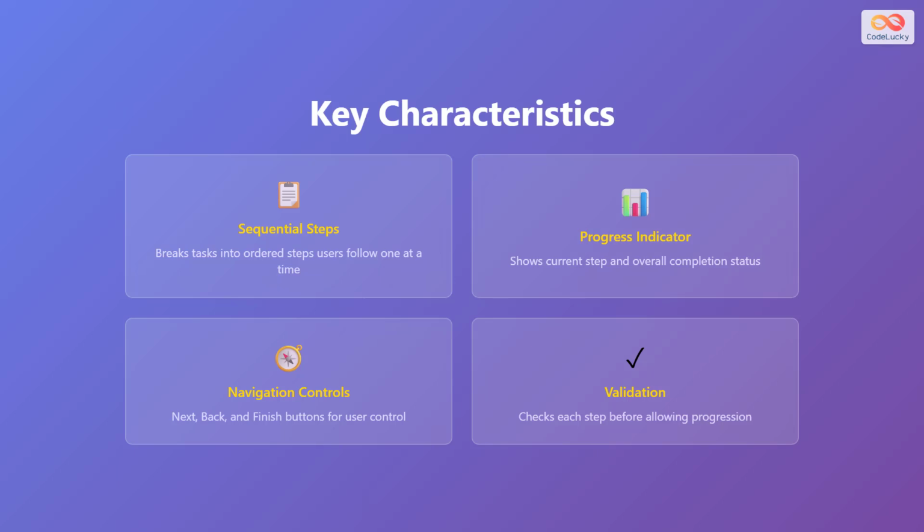Wizards have 4 key characteristics that make them effective. First, they use sequential steps, breaking tasks into ordered stages that you follow one at a time. Second, they include a progress indicator showing you which step you're on and how much more remains. Third, they provide navigation controls like next, back, and finish buttons so you stay in control. Fourth, wizards validate your input at each step, checking that you've completed it correctly before allowing you to move forward.